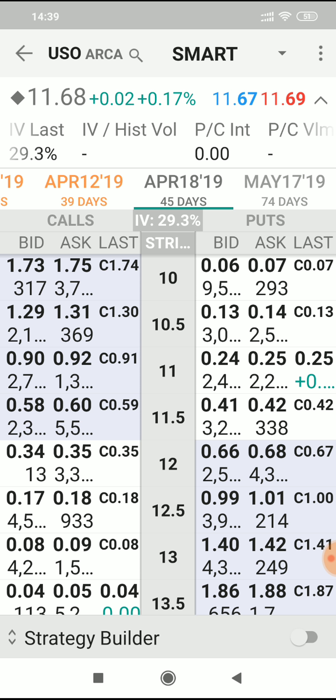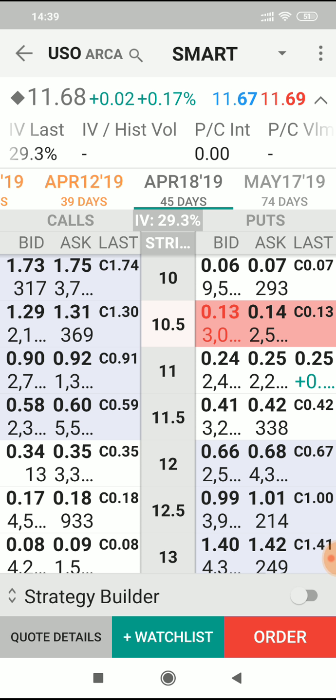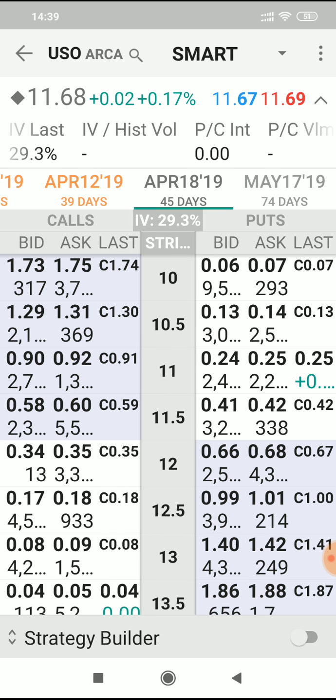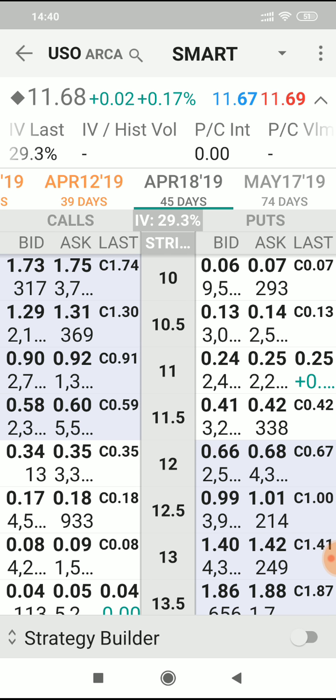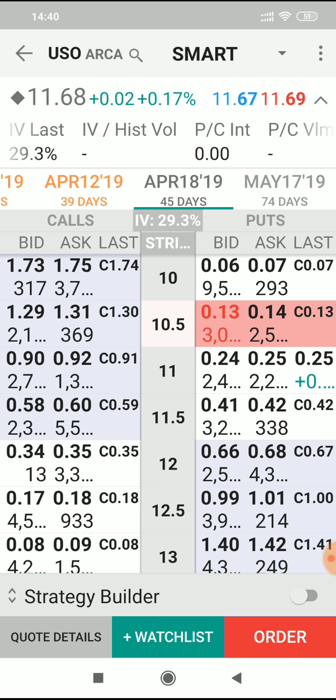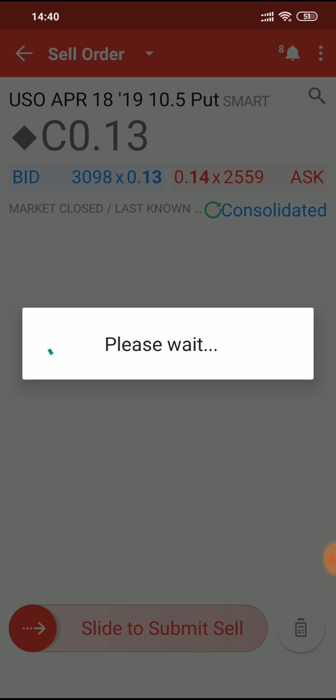Now I'm selling at the bid. So there's a bid and an ask price for the puts, 0.13 or 0.14. And depending on which one I tap determines what my order is. So I want to sell. We sell at the bid. We can buy at the ask. But I want to sell at the bid of 0.13. So if I press order, I can go through to check the order details.